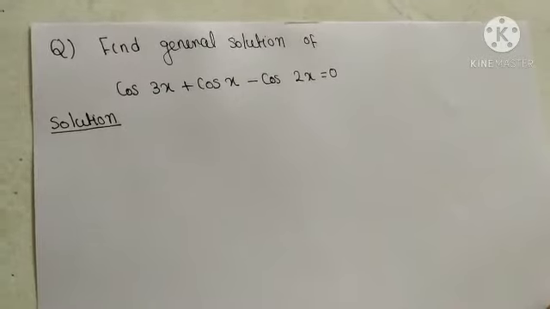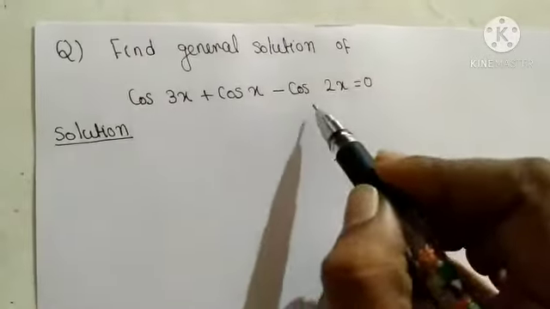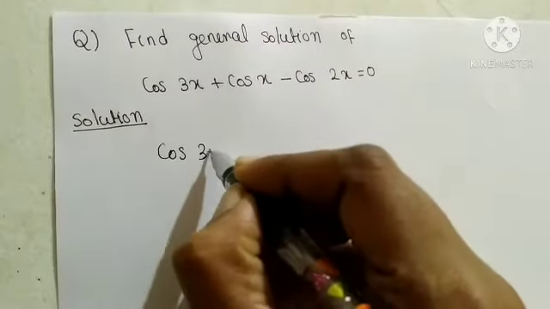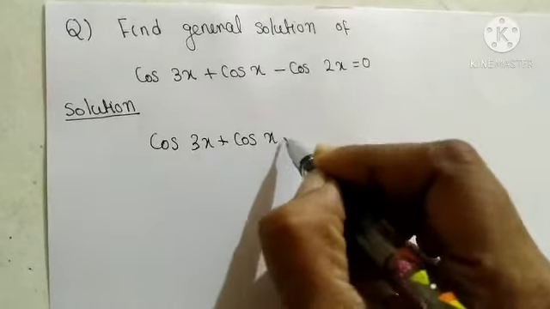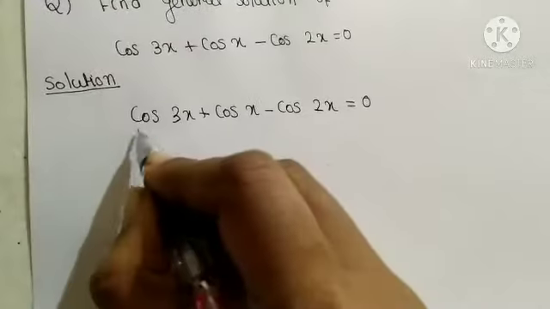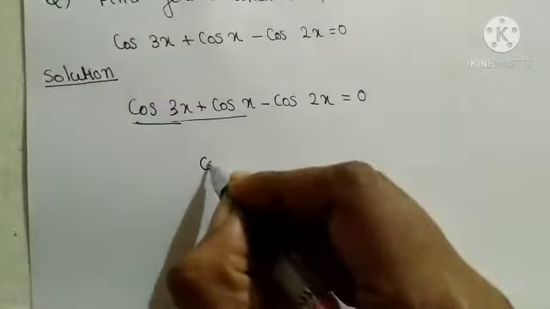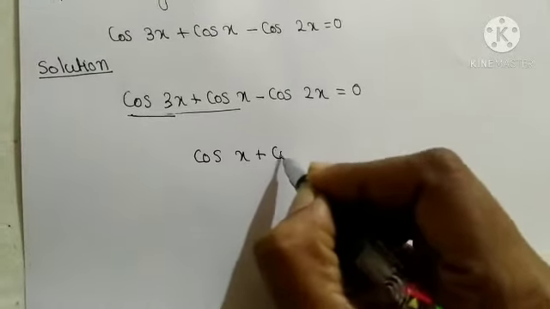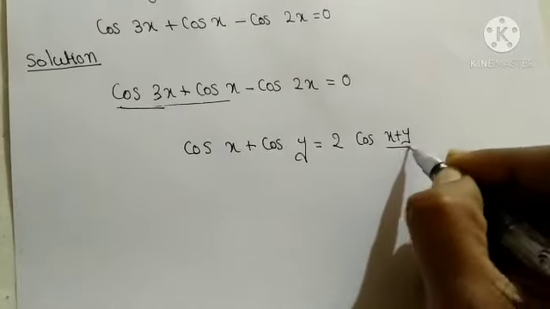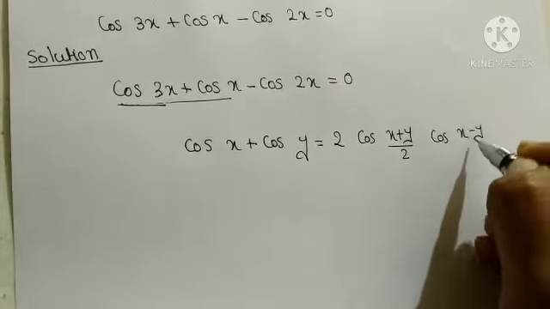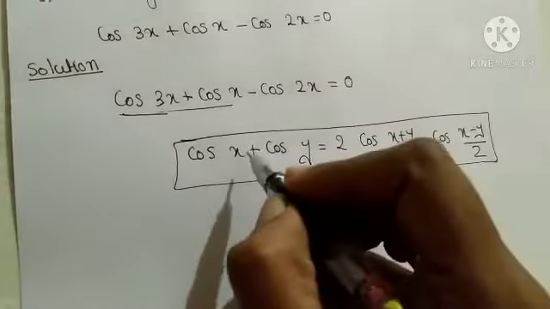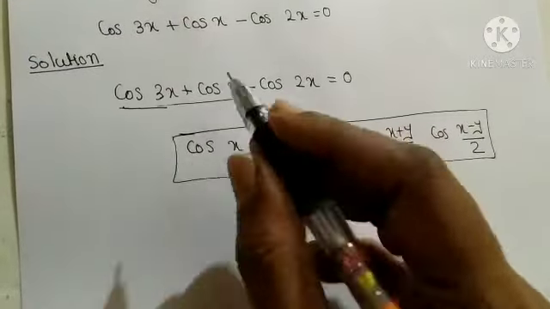Find the general solution of cos 3x plus cos x minus cos 2x equal to 0. So let's start the solution of this question. Given that cos 3x plus cos x minus cos 2x equal to 0. Taking these two terms, we know one of the identities: cos x plus cos y is equal to 2 cos (x plus y)/2 into cos (x minus y)/2. Using this formula, I am going to replace this x by 3x and y by x.